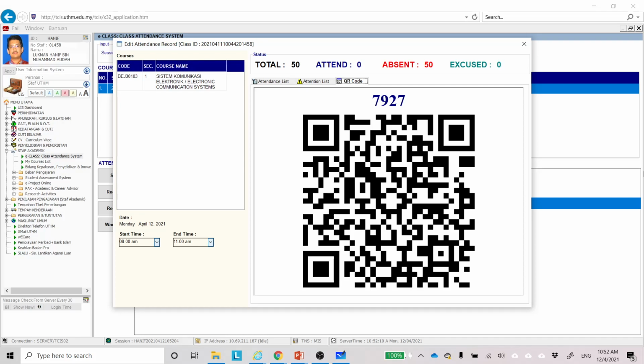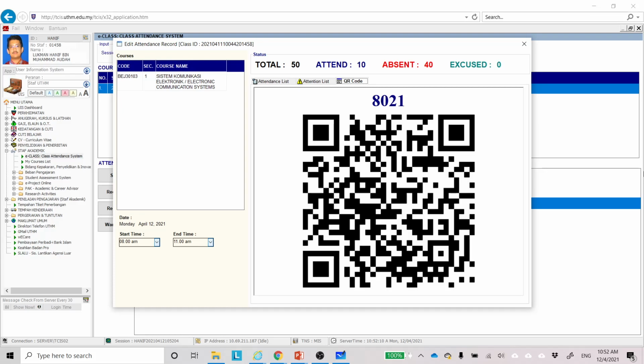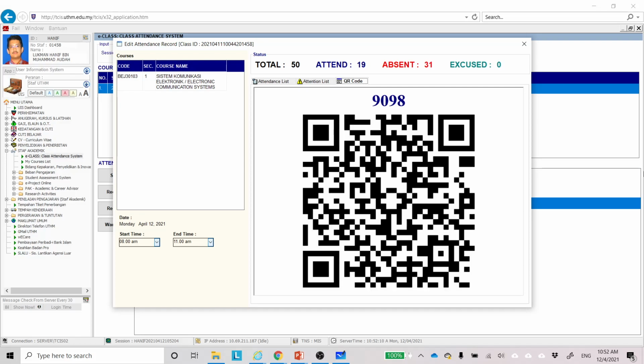Okay, boleh scan kehadiran. Siapa dah scan boleh stop, boleh keluar dan pergi ke kelas lain. And then we have a few minutes. You boleh tanya saya soalan. Any question you want to ask, you can ask me questions. No problem.